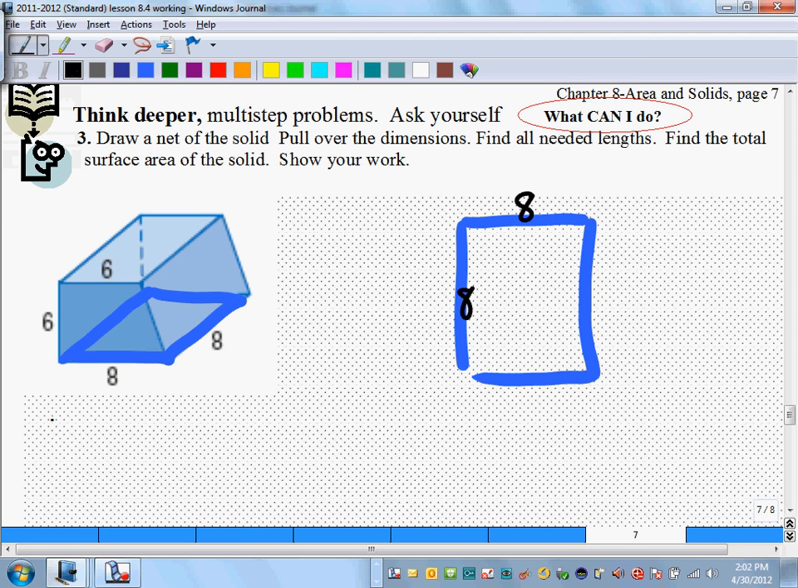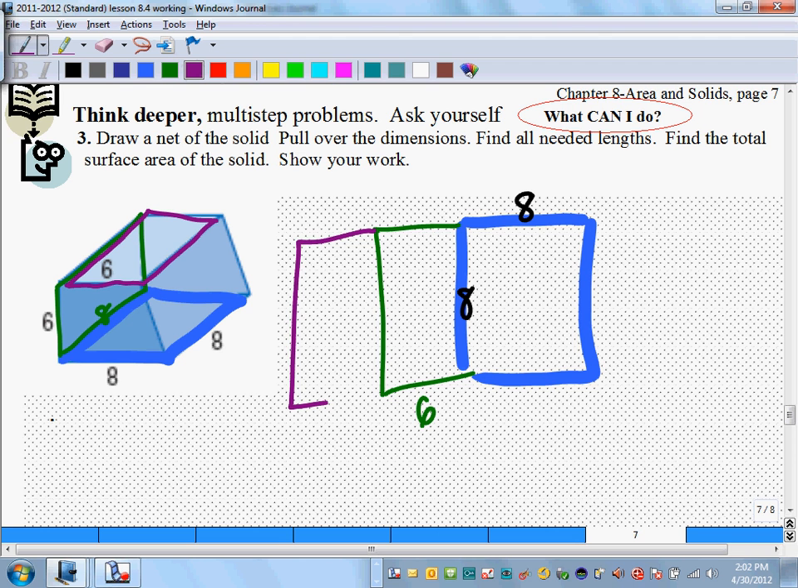Now, let's take a look here, guys. What's the dimensions of that rectangle? 6 by 8. It's a little bit more squat. Color coding really does help. Let's take a look up here. What's the dimensions of this creature? This here is 8 still, right? And what's this edge? 6. So it's 6 by 8 again.